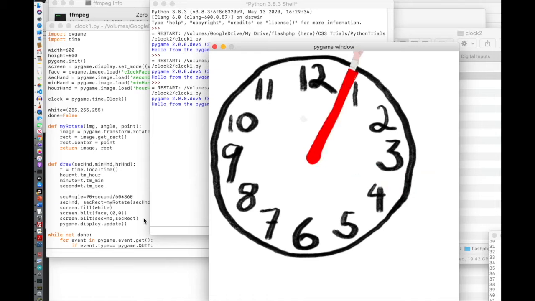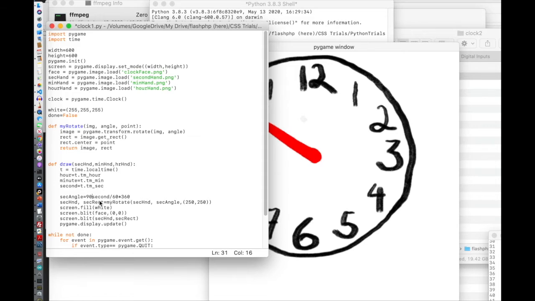My angles are going backward. I'd mentioned that before, that this is the positive direction, right? So we need to be making everything go in the negative direction, but I should put a minus right here for my seconds. Minus, save that, and function F5, and there we are.